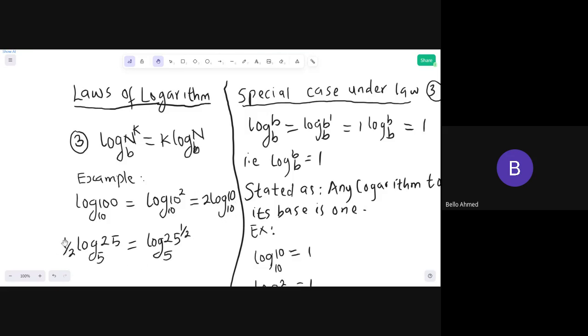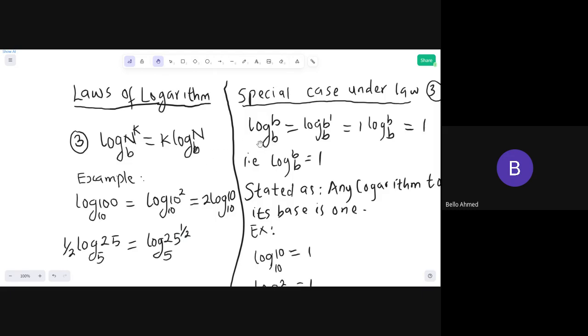Also, if we have 1 over 2 log 25 base 5, we should know that we can rewrite this as the logarithm of 25 raised to the power of 1 over 2 base 5. Since if we want to rewrite this, it's still going to be like this. That is, the 1 over 2 is going to go to the power, and then we write the logarithm of 25 base 5, according to the law that we have up here. Now, I hope you understand that.